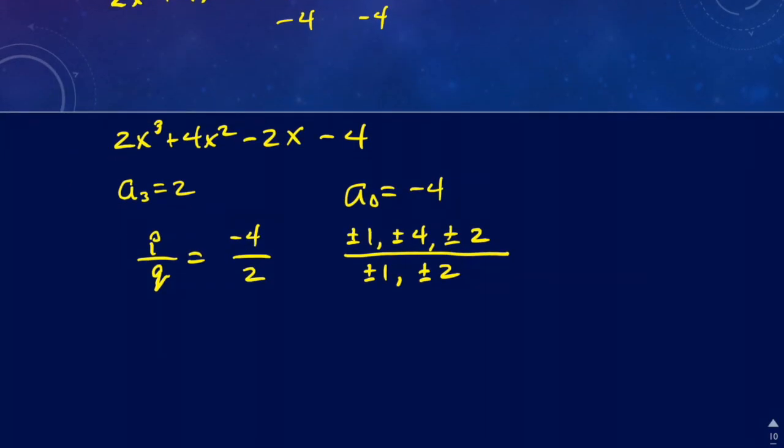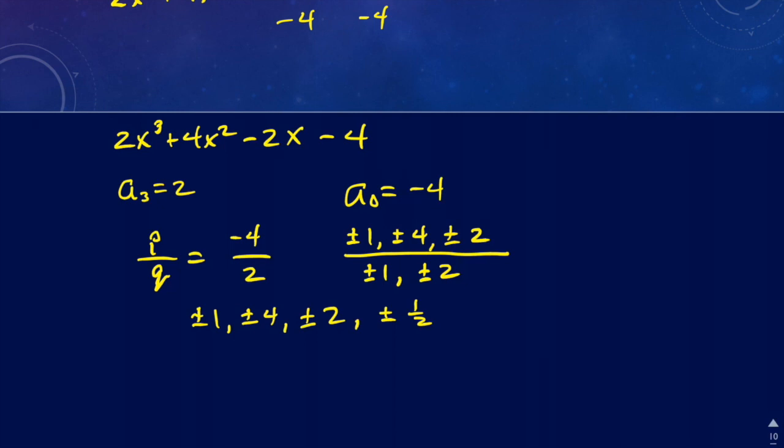So as we compile our list of all the possible rational zeros, they are going to be like this. Plus or minus 1, plus or minus 4, plus or minus 2, and then also plus or minus 1/2. And that's it, because 4 halves is 2 and 2 halves is 1, and those are already covered, so we don't need those. And so there's all the possibilities right there.